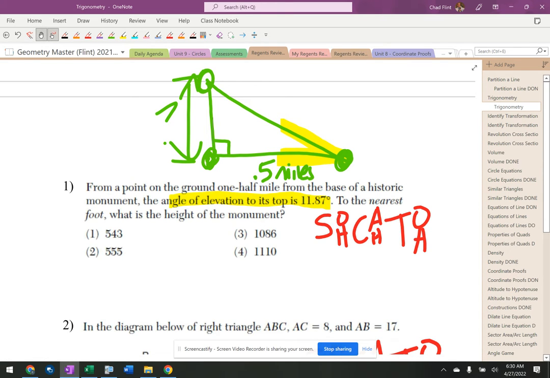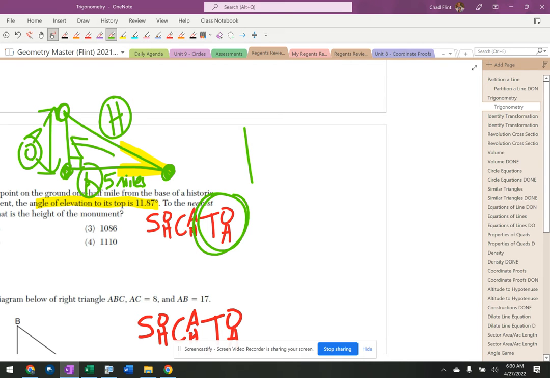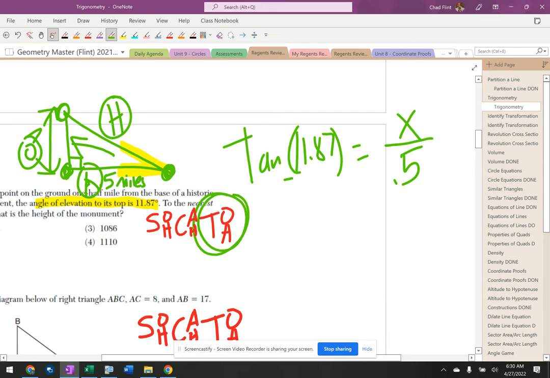Okay, now go about this. I'm going to label this H, hypotenuse across from the right angle, O across from the angle we're using, and A down here. All right, I want to know O. I know A, so I'm circling the wrong one. I'm going to use tangent. So it's tangent angle equals fraction. Angle is 11.87. A, adjacent, goes on the bottom, is 0.5, X on top.